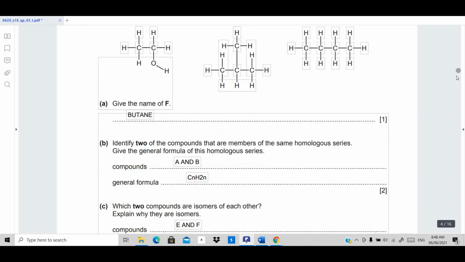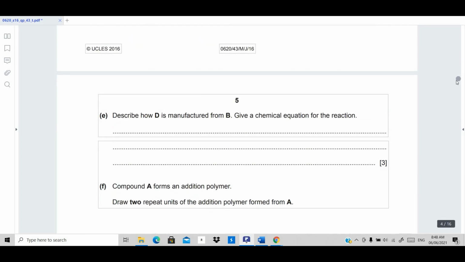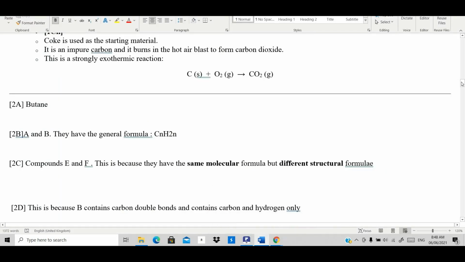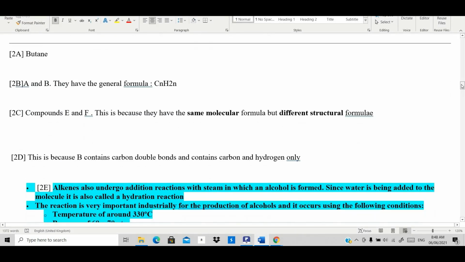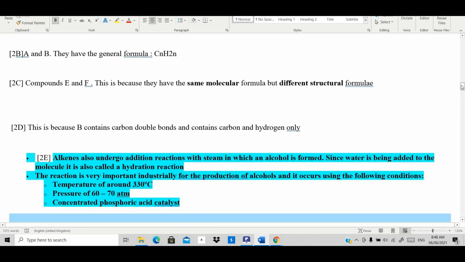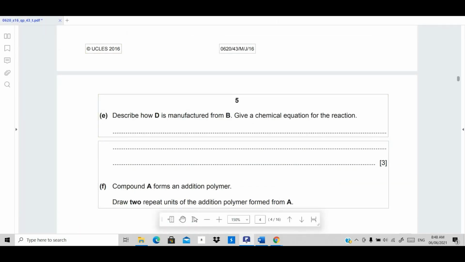Now, if you see the question, describe how D is manufactured from B, you need to get the chemical equation for the reaction. Firstly, as I have written, you need to mention all the reaction conditions, and you need to balance the chemical equation. So we need to be very creative with words here, so we'll add a text.